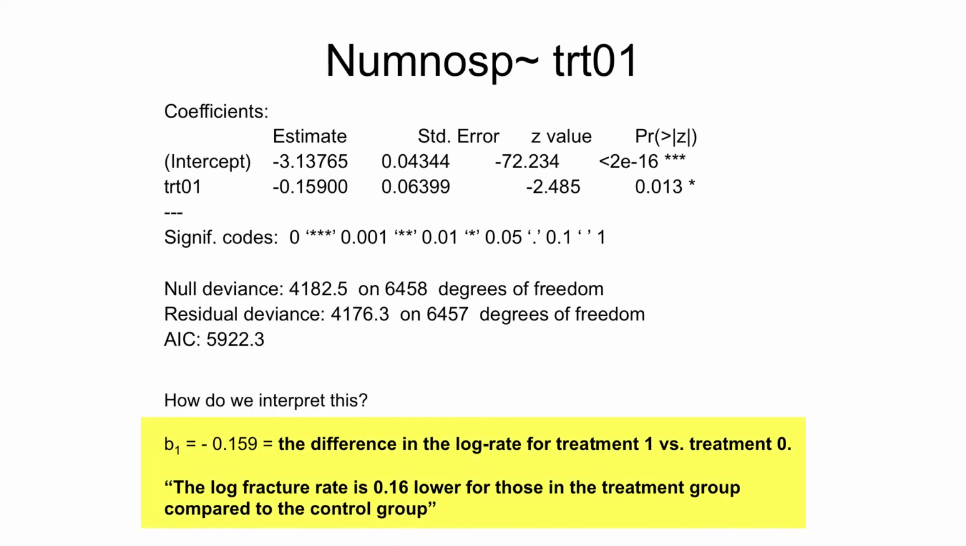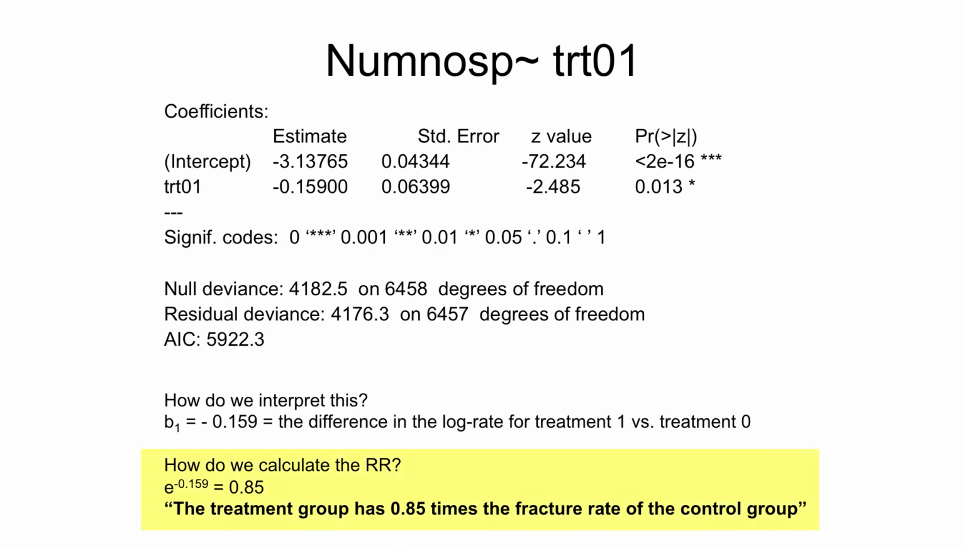The beta is the difference in the log rate for the treatment group versus the controls. So this tells us that the log fracture rate is 0.16 lower for those in the treatment group compared to the control group. And the intercept tells us the log fracture rate for the reference group, the control group. How do we calculate the rate ratio? We exponentiate the coefficient to get 0.85.